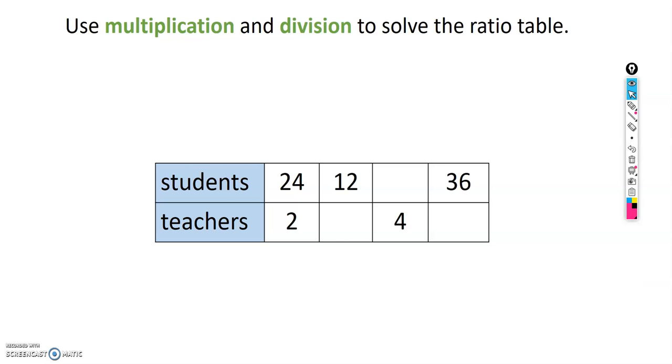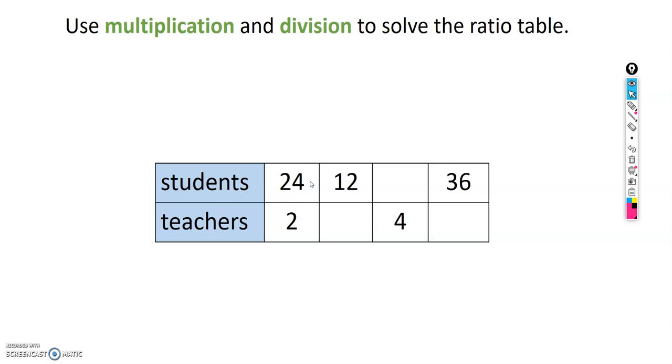So guys, we use multiplication and division to solve ratio tables. That's exactly what we were doing. I want you to pause this and see if you in your notes can figure out the blank spots in my table here. So this is the ratio of students to teachers. So for every 2 teachers, there are 24 students.